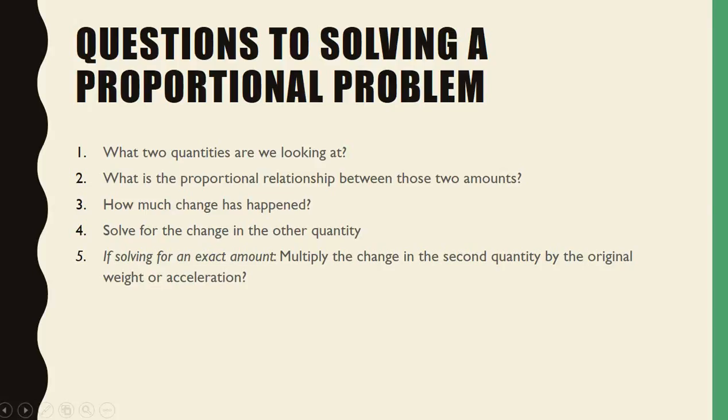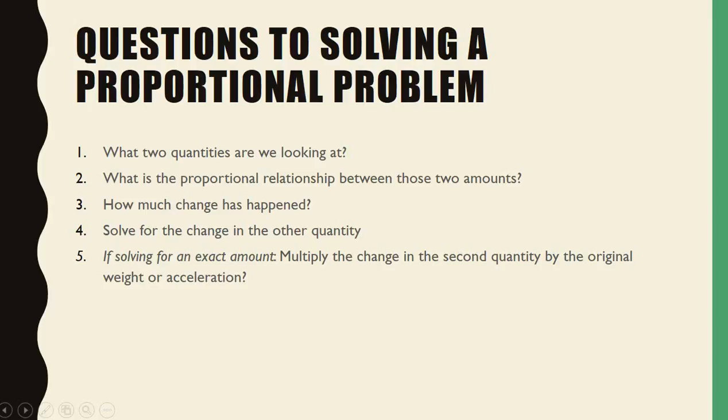The third thing you need to figure out is, how much change has happened? Has the distance doubled? Has the mass tripled? What's happened? Once you've done that, you should solve for the amount of change in the other quantity. Now, the last step is only if you're solving for an exact amount, and that's if you need to multiply the change in the second quantity. So say the weight has doubled, then you need to multiply that too by the original weight. So go ahead and write that down.